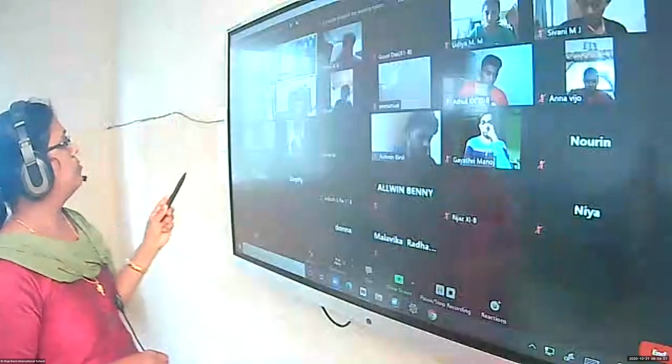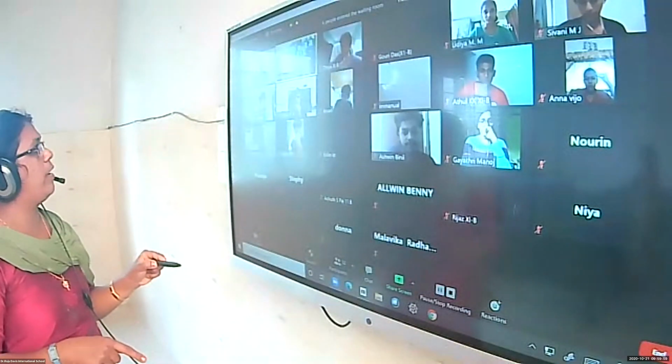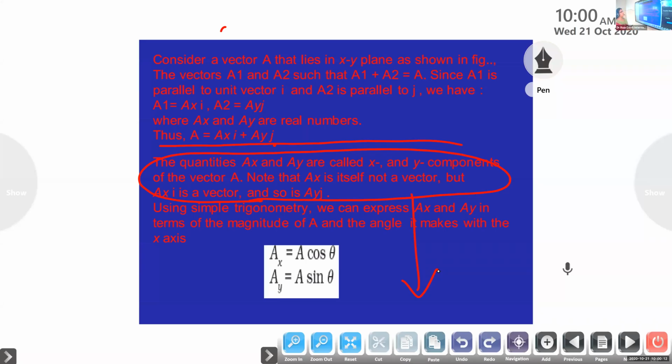Okay, children. Do you want to see that slide again or we wind up? Yes, ma'am, once more. Okay. This, don't write, okay? This is only for your understanding of why we are using I. That I already explained to you. This slide I will show you once again to explain why AX is equal to A cos theta.